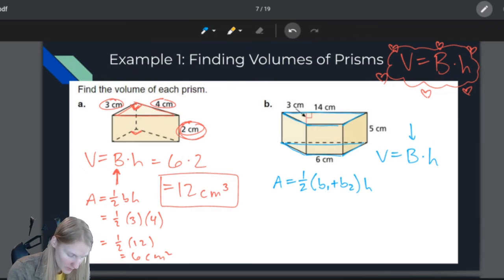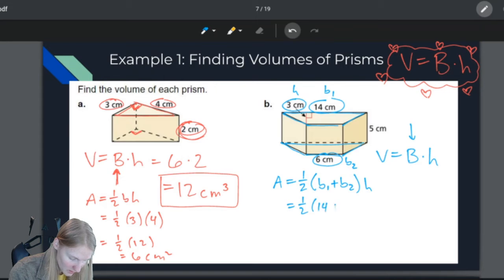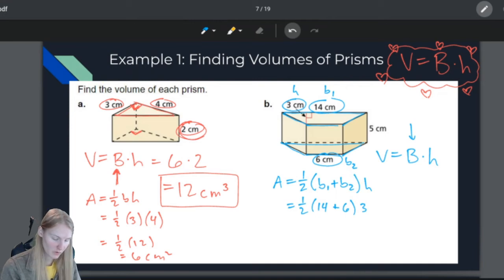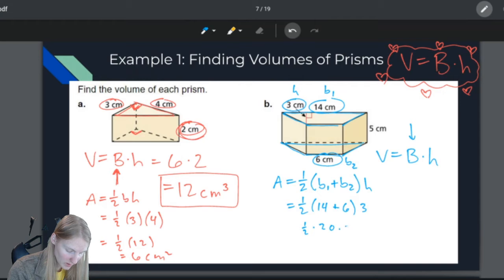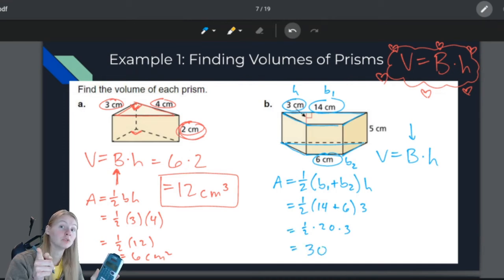So, if I plug this in, this is one of the bases. This is the other base, and then this is the height right here. So let me plug those things in. 14 plus 6 times 3. So 14 plus 6 is 20. So 1/2 times 20 times 3. This is equal to 30 units.